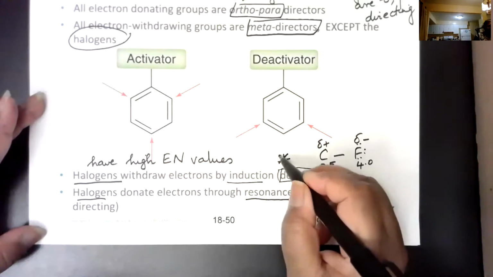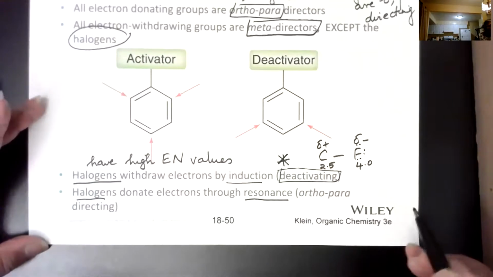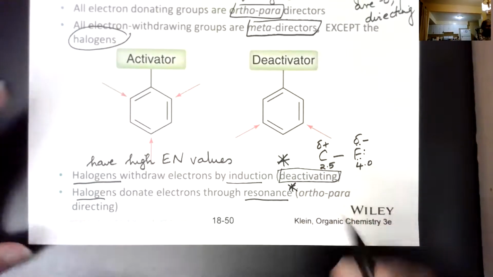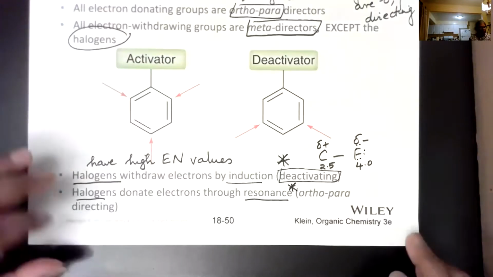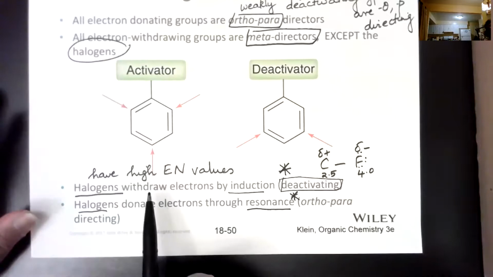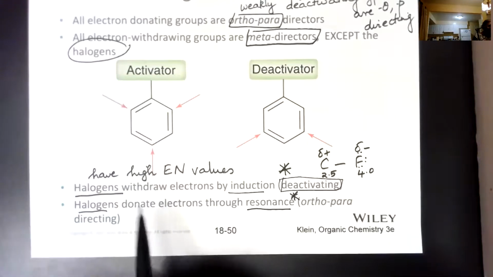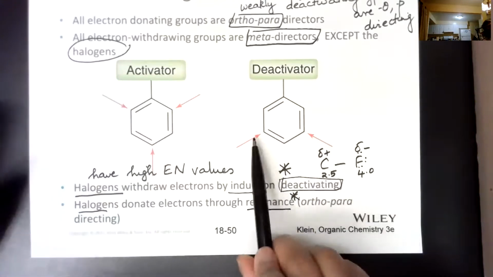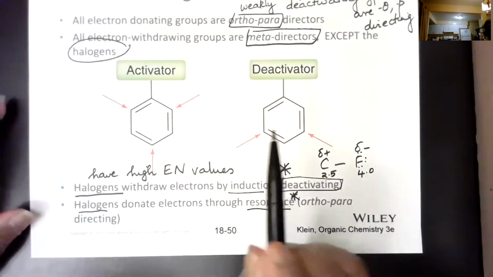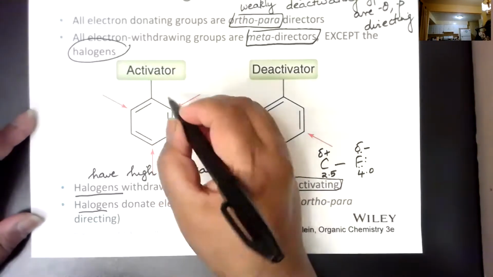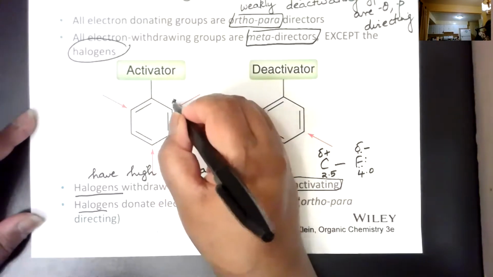Two things to keep in mind. They are weakly deactivating and they are ortho-para directing. You have to remember that. And you know why. Okay. So if it is a deactivator, usually it'll send it to the meta positions. But halogens are OP directors.